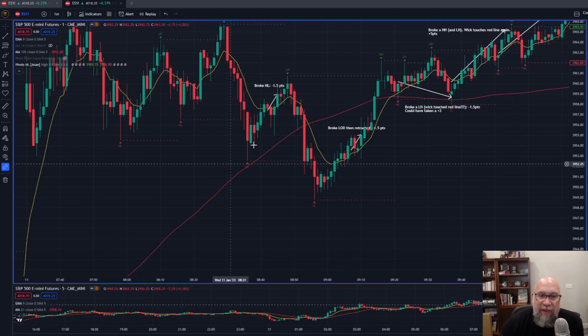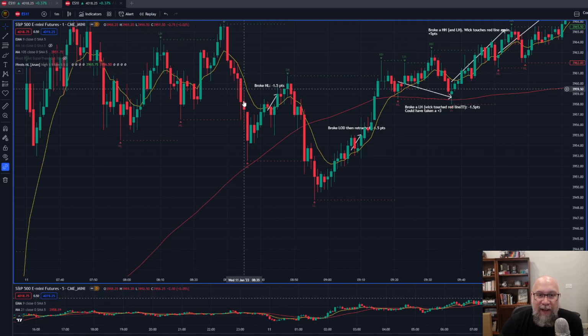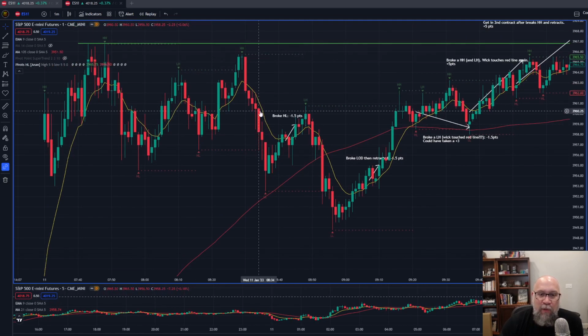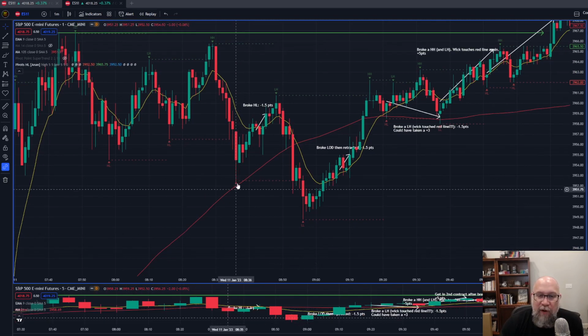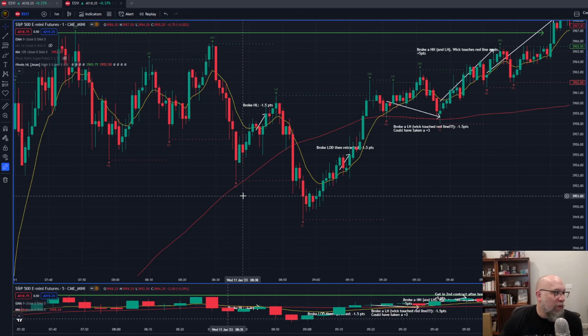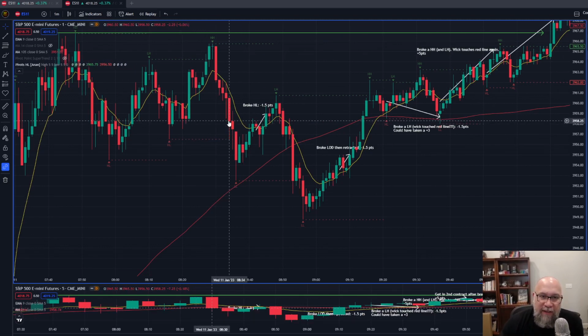So to me, that kind of invalidated the trade. You can see 1, 2, 3, 4, 5, 6, 7 red candles in a row. We're fully below the yellow line, and we're basically tagging the red line, which would mean we're right at the crossover point where it would be a short and not a long. So I invalidated this trade.